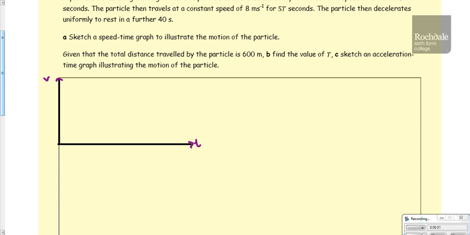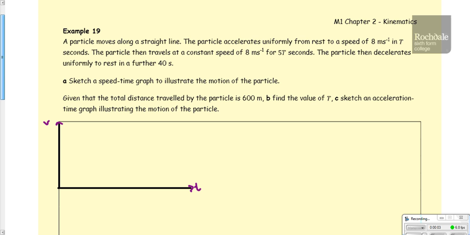M1 Kinematics Example 19. So in this question, we've got a particle moving along a straight line. The particle accelerates uniformly to a certain speed, travels at a constant speed, and then decelerates. And we're asked to sketch a speed-time graph. When they use the word sketch, it just means it doesn't have to be to scale.